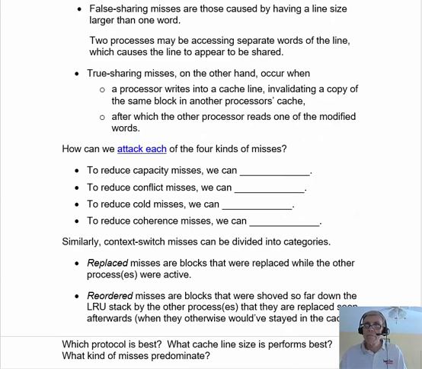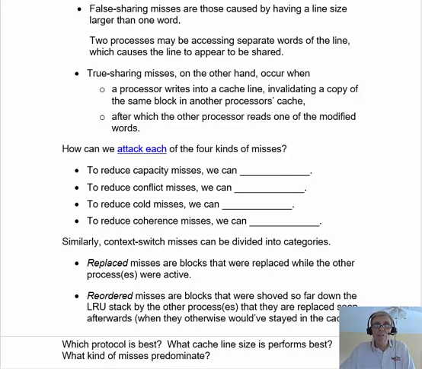Just like the within process misses can be divided into 4 categories, the context switch misses can be divided into 2 categories. The first are replaced misses, which are blocks that were ejected from the cache while other processes were using the processor. And so we lost some of our blocks because the task that got run on the processor we were using just replaced some of our lines. And then there are reordered misses, which are blocks that were shoved so far down the LRU stack by other processes that they are replaced soon afterwards, when if it hadn't been for those other processes, they would have stayed in the cache.